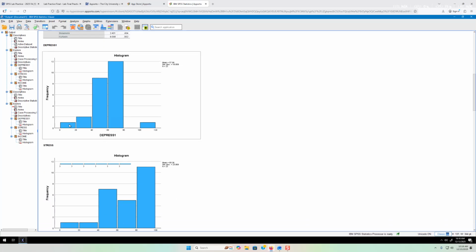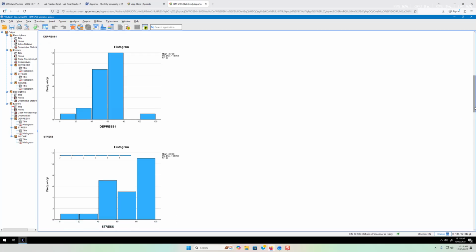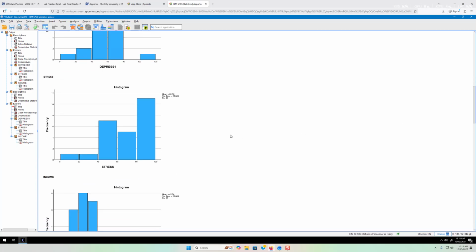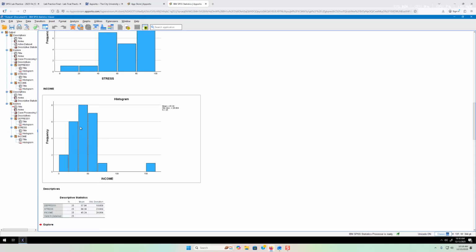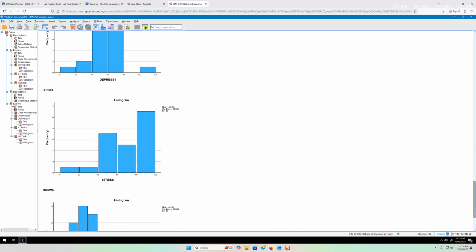Here's depression 1. It's negatively skewed, although you have this data point here that could make it more normal. So I would accept normal or negatively skewed. For the second one, stress, you have much more negative skewness here. And for income, we have the opposite. We have a very highly positively skewed distribution due to this outlier. Okay, so those are our histograms.